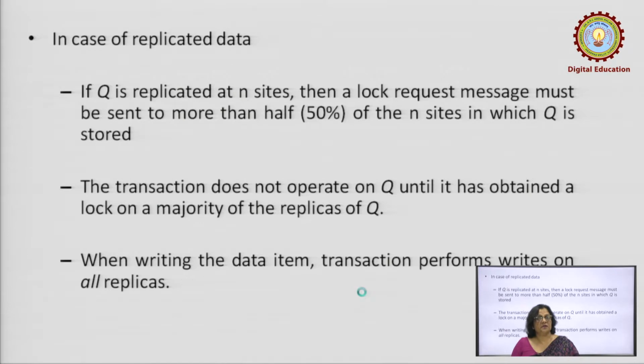Now, what happens in the case of replicated data? If Q is replicated at n sites, then the lock request message must be sent to more than half, or more than 50%, of the n sites at which Q is residing. The transaction does not operate on Q until it has obtained a lock on the majority of the replicas of Q. When writing the data item, the transaction performs the write on all the replicas.